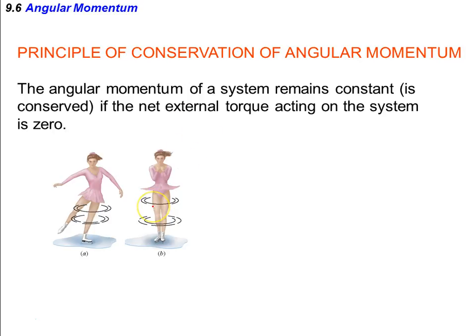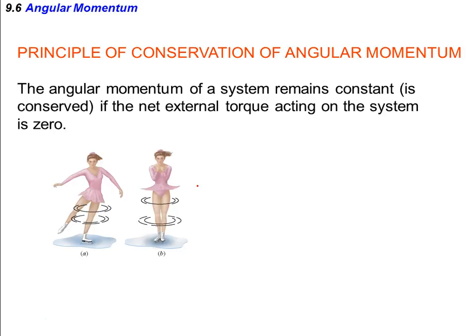Now, one of the easiest ways to see this, and we've all experienced this, is an ice skater that's spinning at a certain rate, so she has some omega, and then all of a sudden she brings her arms and legs in tight. We notice that she starts to spin faster. This is a demonstration of the conservation of angular momentum, because when her arms are out, she has a higher moment of inertia. She has more mass away from her axis of rotation.